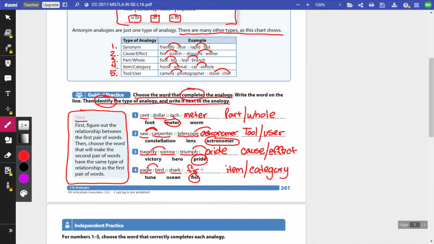So eagle is to bird as shark is to fish. Shark is our item, so the type of fish, and fish is our overall category.